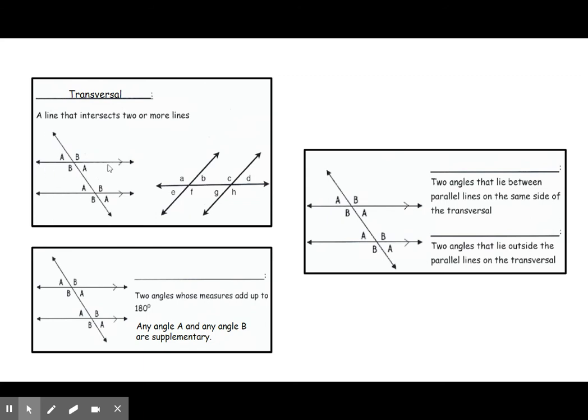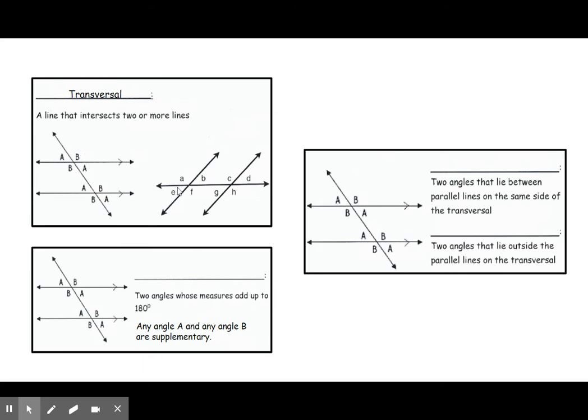So if I look at this first example, here I have two parallel lines, right? I know they're parallel because they never touch. If I extend these lines forever, they will never touch. They are parallel. And then I have this line that intersects those. So the line that cuts through my parallel lines, that's my transversal. So in this case, it is the diagonal line.